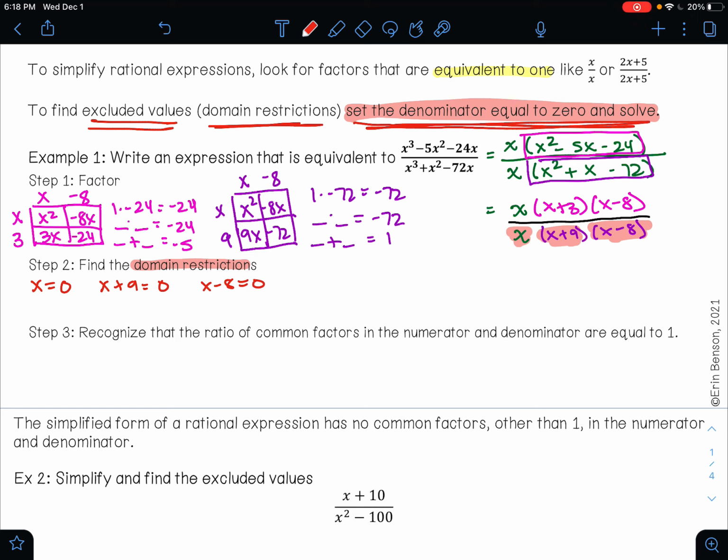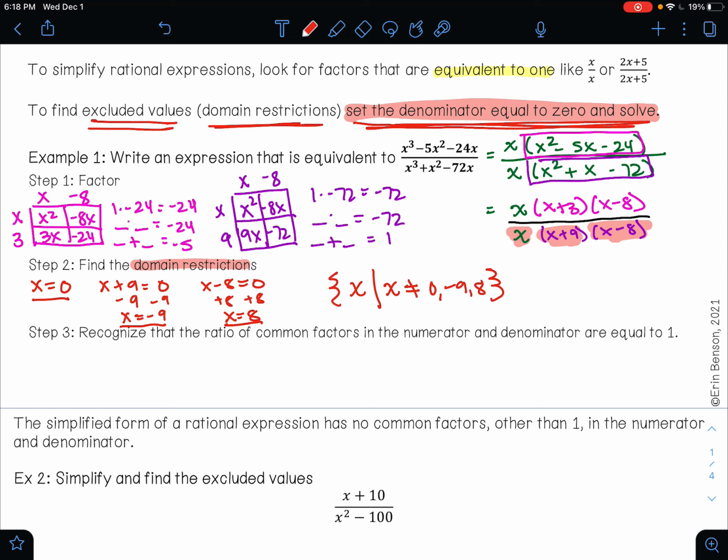x equals 0 is already solved for. For this one, I'm going to subtract 9 on both sides and get x equals negative 9. And over here, I'm going to add 8 to both sides and get x equals 8. So x can equal any number it wants except for these 3 numbers of 0, negative 9, and positive 8. The way that we write that is we use braces. And I'm going to say all values of x such that x does not equal 0, negative 9, and 8.